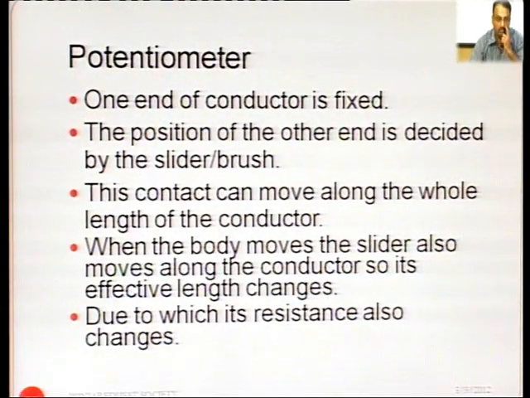In potentiometers, one end of the conductor is always fixed. The position of the other end is decided by the slider or wiper with a movable contact. This contact can move along the whole length of the conductor. So, by moving the slider, actually we change the length. When the body moves, the slider also moves along the conductor, so its effective length changes, due to which its resistance also changes.